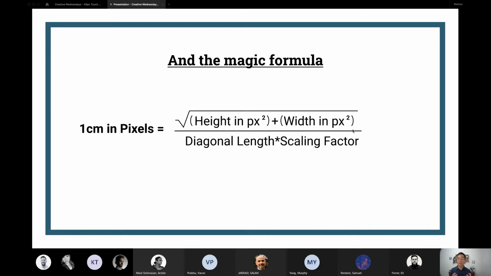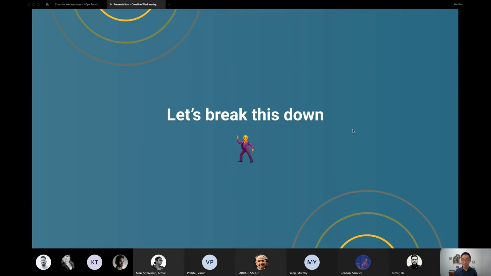divided by the diagonal length of your device. You multiply it by something called the scaling factor. Then you take that whole thing, and if you're using inches as your diagonal length, you multiply it by 0.393. End of conversation. No, I'm just kidding. It'd be fun if I just did a mic drop and left. We're going to break this down a bit. So what the heck is going on here?